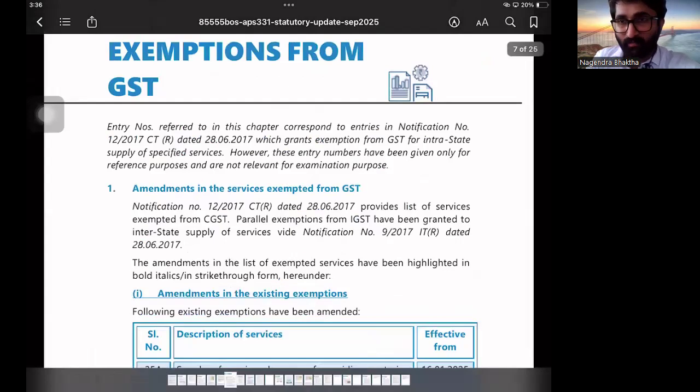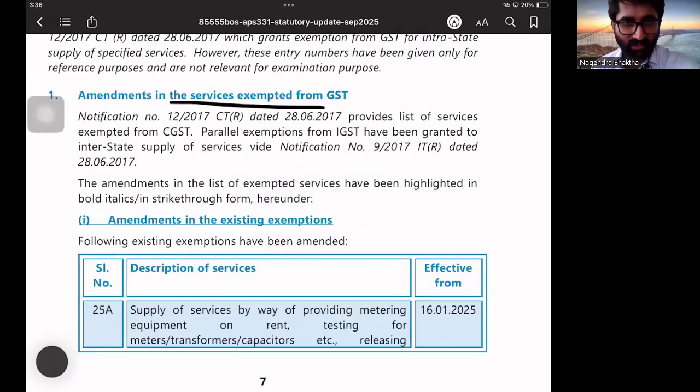Now, amendment in exemption. Exemption from GST. Very important amendment. Easy amendments. First, amendment in the services exempted from GST. Notification number 12/2017 Central Tax (Rate) dated 28/6/2017 provides the list of the services. We have discussed that list in the classroom.